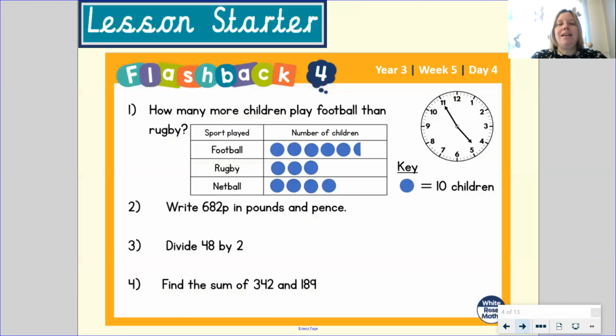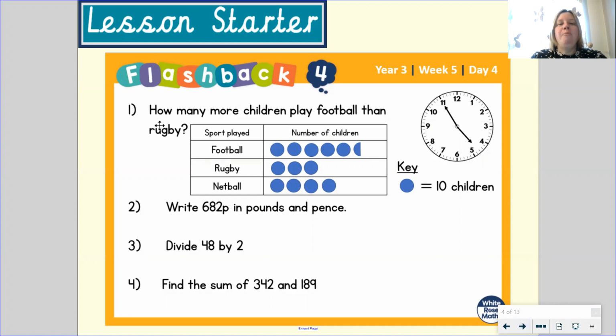Let's get going with our lesson starter. I'm going to read the questions to you, and then I want you to have a go at solving them on your whiteboards. Then we will check our answers.